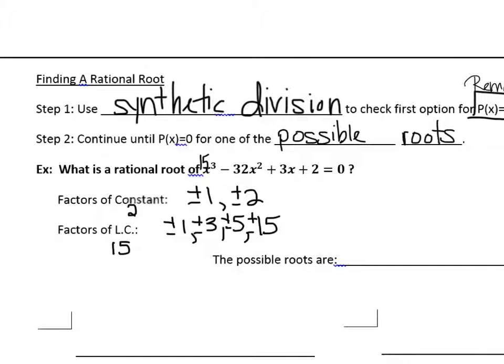So before we can actually find a rational root, we have to list out what your possibilities are. And remember, to find the possibilities, we divide each factor of the constant by each factor of the lead coefficient. So our first one would be 1 over 1, which is just 1, and remember always plus or minus. And then we do 1 over 3, which would be 1/3 plus or minus.